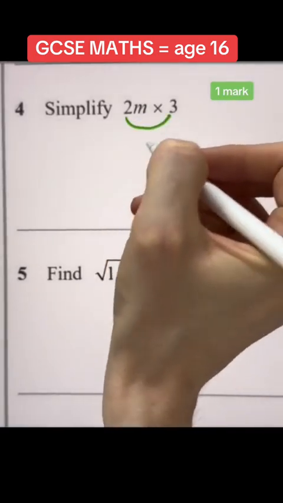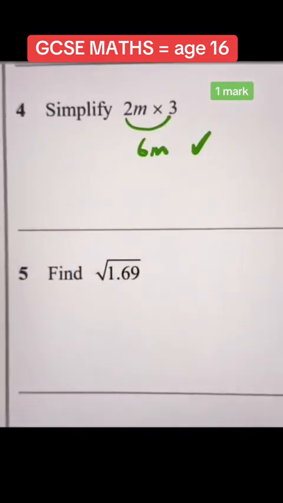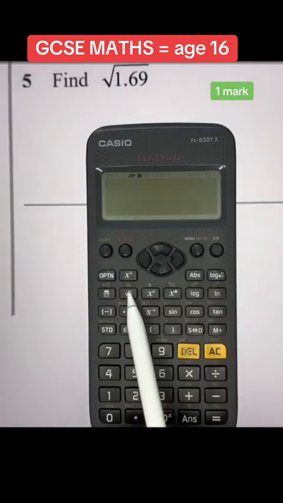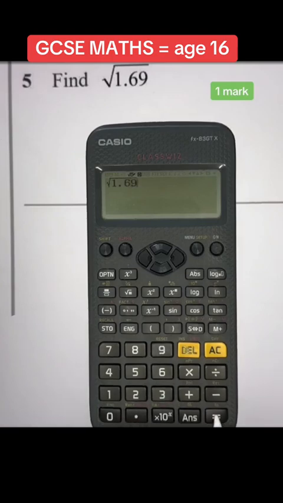Question 4, simplify 2m times 3. Well, 2 times 3 will give us 6. So 2m times 3 will give us 6m. Question 5, find the square root of 1.69. Pressing the square root key on our calculator, looks like a tick, then enter the number 1.69, press equals, then press SD, and our answer is 1.3.